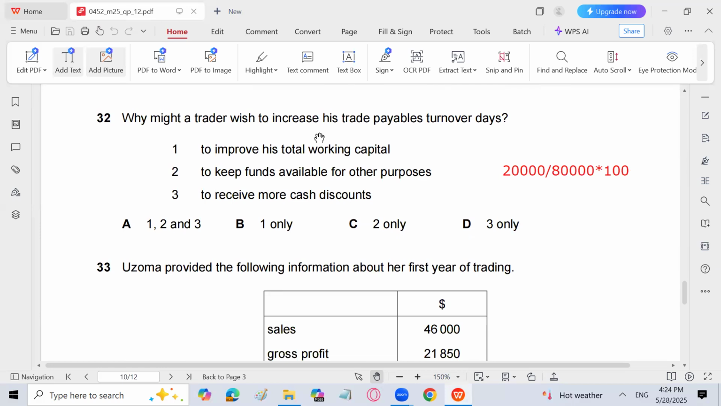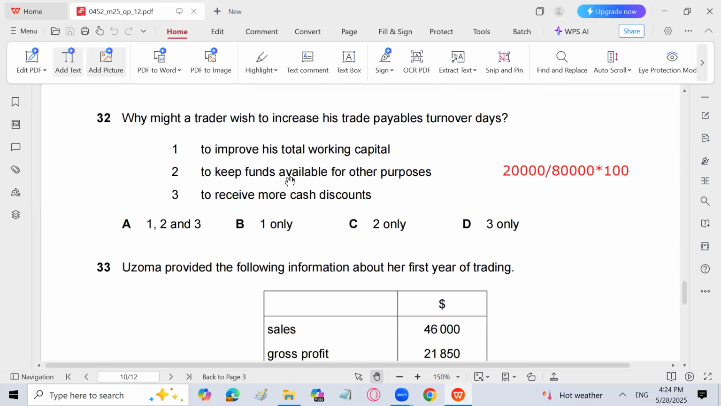Why might a trader wish to increase his trade payable turnover days? Trade payable turnover days should be high. It is better for us because we are delaying our trade payables. We want to pay our trade payables at a later stage so that we could have more cash available with us. To improve his total working capital, to keep funds available for other purposes.